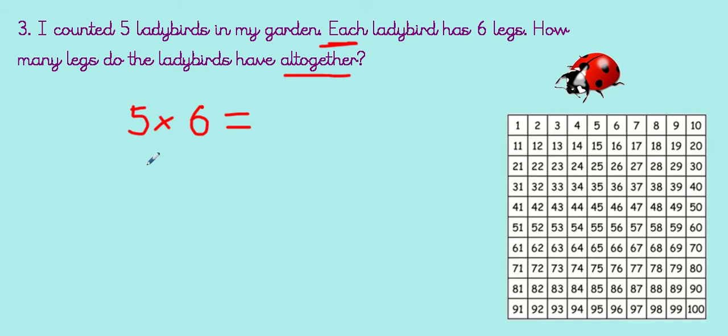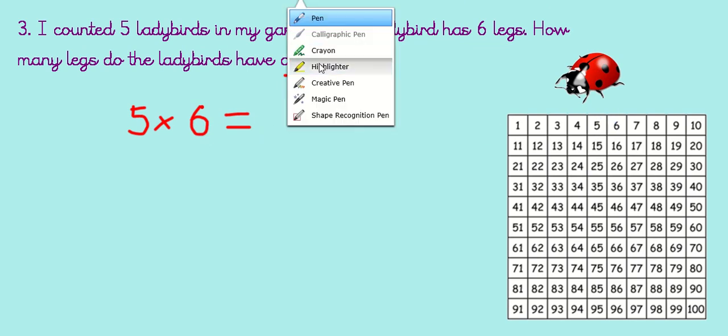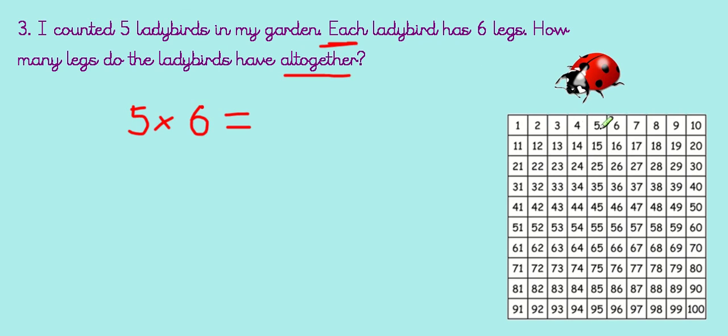Now, before we count up in 5s 6 times, let's see if we can remember how to count up in 5s using our number square. We haven't done that in a while, have we? 5, 10, 15, 20, 25, 30, 35, 40, let me hear you, 45, 50, 55, 60, 65, 70, 75, 80, 85, 90, 95, 100.